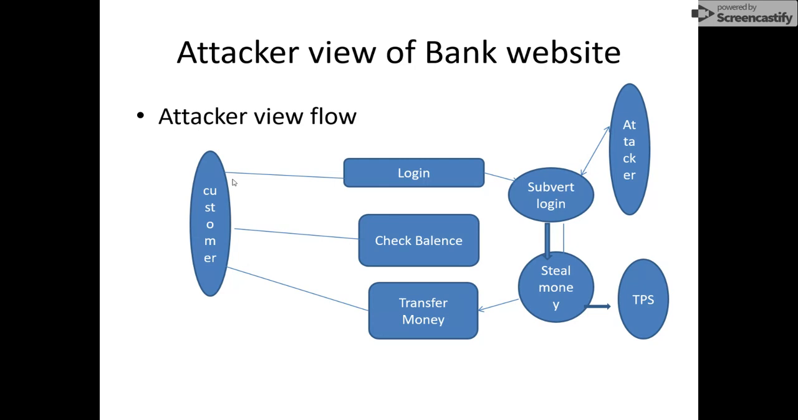Now, the attacker's view of the bank website. On the left side, there's a customer, there's a login, and he checks the balance, and then finally he transfers the money. But the attacker also logs in, through the same login page the customer comes in, and look at the subverted login. It's a login to steal the money in the bank, and he goes through the same process, but he comes through a subverted login, a man in the middle, to steal the money through the TPS application.